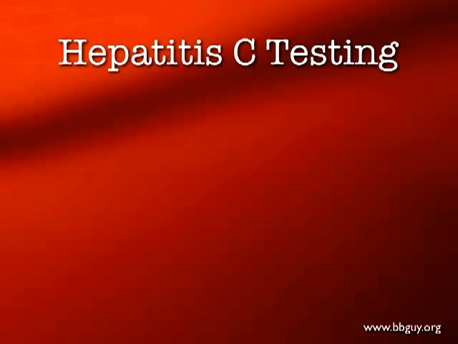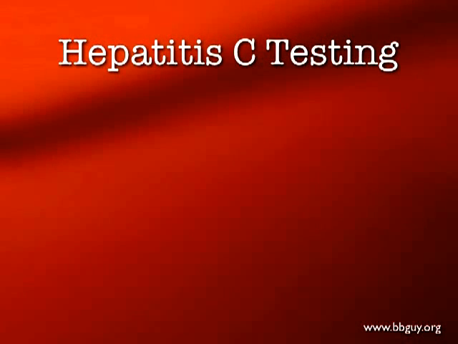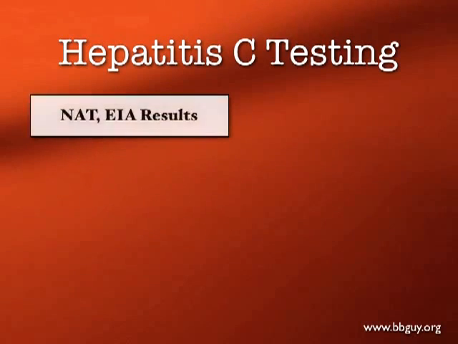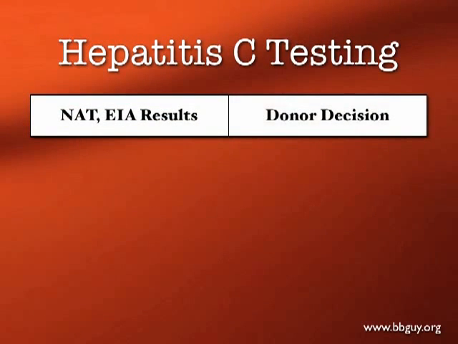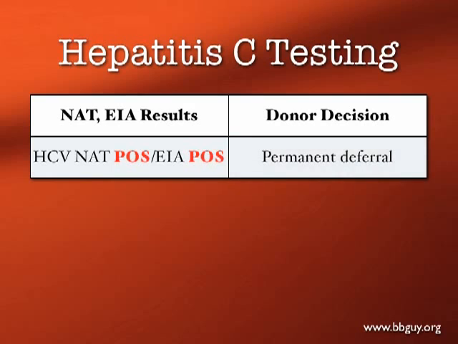Okay, so for hepatitis C testing, a couple things that you need to be aware of, and let's take a look at what happens to our donors when they are positive for specific things. So let's look first at the NAT and EIA results and decide what's going to happen with the donor. If a donor is HCV NAT positive and EIA positive, they're permanently deferred, and that just makes sense if you get both positive, and that's true regardless of what the RIBA shows.